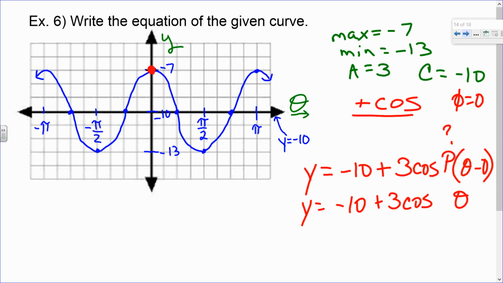You decide whether you want to use one max and the next max, one min and the next min, one center line decreasing and the next center line decreasing, or one center line increasing and the next center line increasing. I'm waiting for some more hands to go up. What do you think the period is? How far apart are two matching points on this graph? Everybody try to figure it out. Raise your hand if you can tell me how long you think the period is on the graph. I'm waiting for more hands to go up.